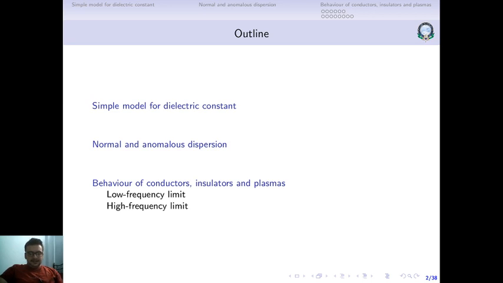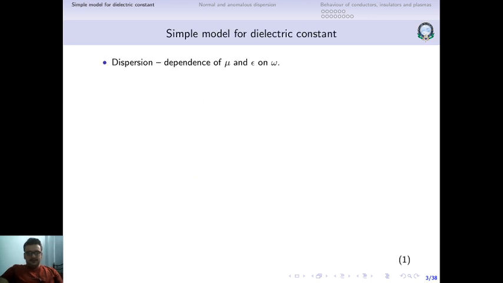Then I shall explore the distinction between normal and anomalous dispersion. And finally, I shall use these concepts to discuss the behavior of conductors, insulators and plasmas in the presence of electromagnetic waves. So first, coming to the simple model for the dielectric constant that we are talking about.